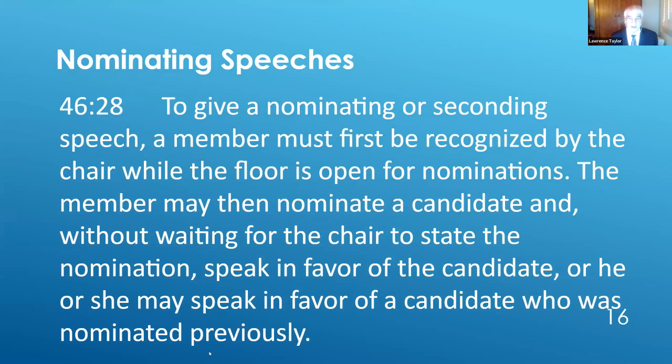The last time I gave this class, there were a lot of questions about nominating speeches. So this is what the current version of Robert's Rules says. To give a nominating or seconding speech, a member must first be recognized by the chair while the floor is open for nominations. The member may then nominate a candidate and, without waiting for the chair to state the nomination, speak in favor of the candidate, or they may speak in favor of a candidate, because we have free speech in this country and you can do that kind of thing if you want to.